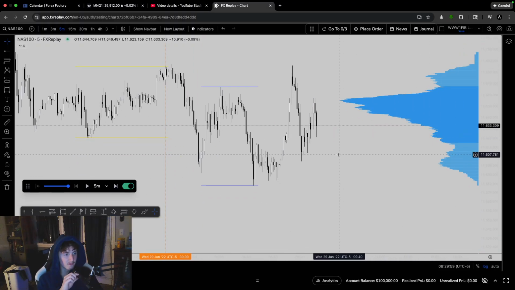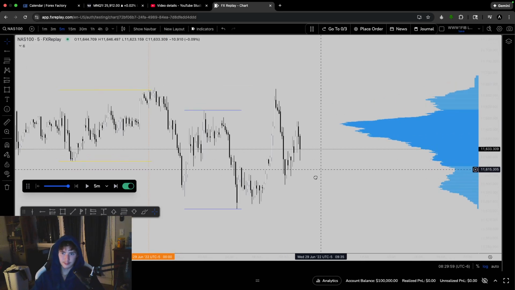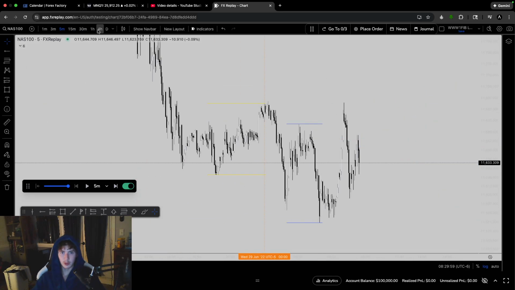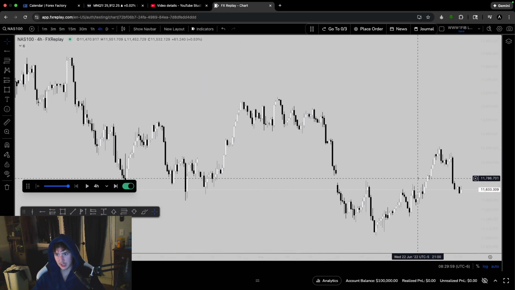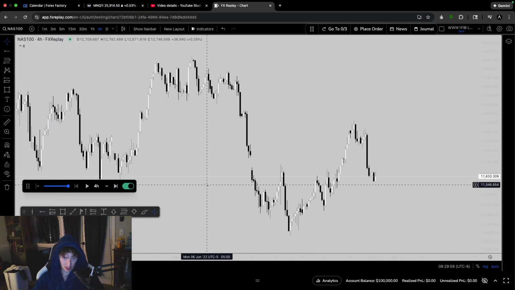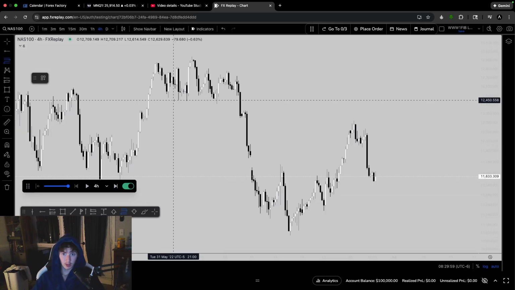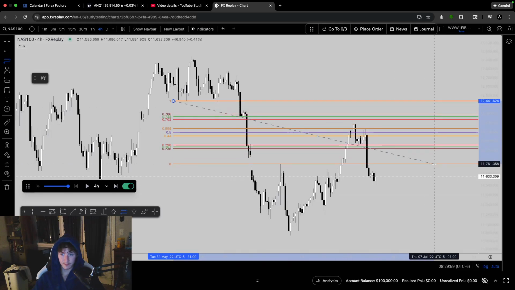Simply because it confuses me. Now, what do we do? We go for the 4 hour. Let's see if we have any of these big old gaps. Okay, we do have a big old gap right here. We can go ahead and do this.